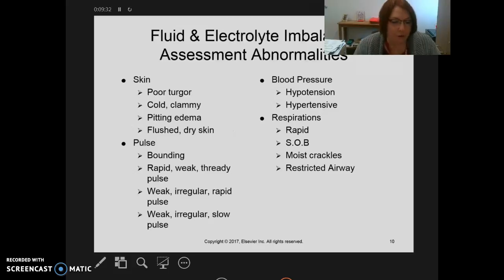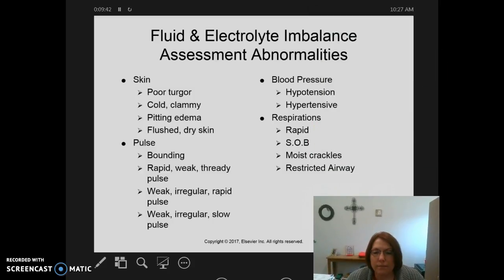A general overview of fluid and electrolytes in regards to assessment abnormalities: when you're assessing a patient, usually doing a head-to-toe assessment, you're going to look first at the skin. You're going to check to see if they have poor skin turgor. Is it tenting? Is it dry? And remember, in the older population, skin turgor may not be a good assessment tool to use because their skin becomes less elastic as they get older.